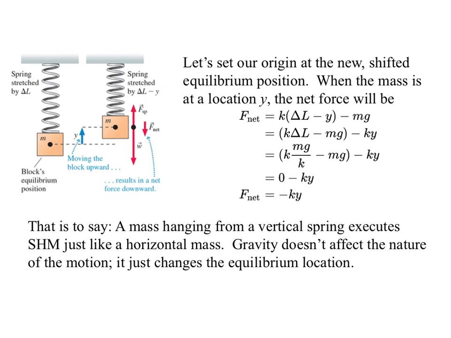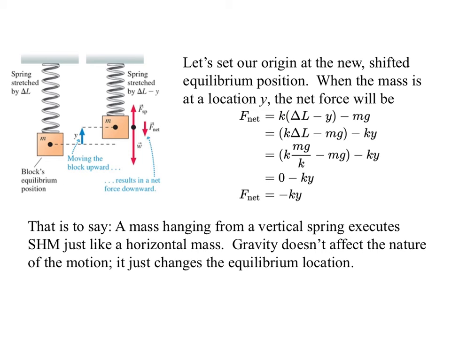So let's set our origin at the new shifted equilibrium point. If we move the mass up a little bit from that equilibrium point, the spring is still stretched a little bit. And the weight, of course, is still what it was. It's going to exert less of a force upward than it did here because it's less stretched. So if we go over all of this, we can say that there'll be a net force downward, which is not surprising. Let's compute that net force by saying it's going to be the difference of the upward force of the spring minus the downward force due to gravity.